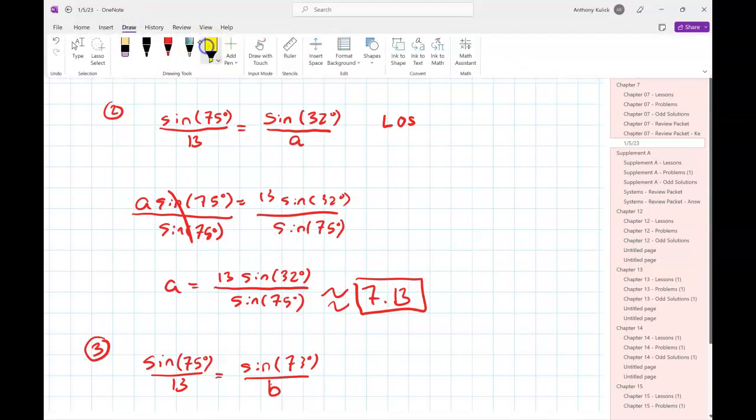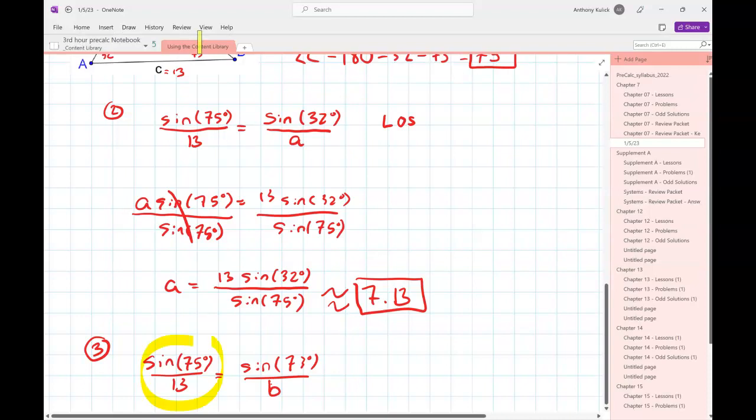As an aside, could I have written sine A over A since I know both the angle measure for A and the side length for A? Yes. I chose not to. Why? There's a reason why I chose not to do it that way.